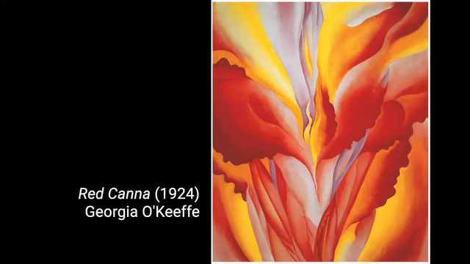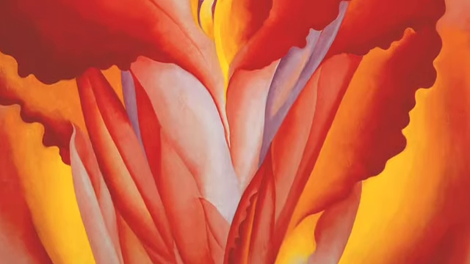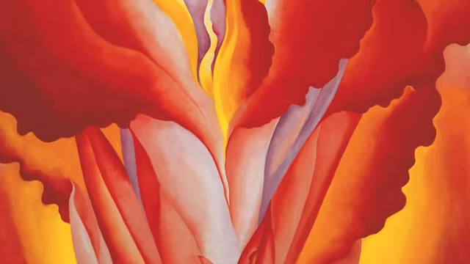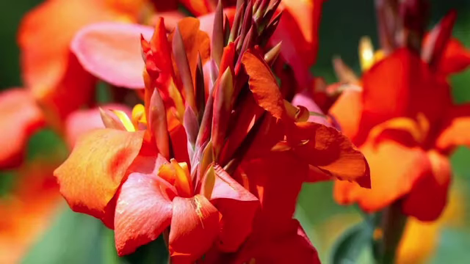What do you see in this painting? Maybe you see waves of warm colors bursting upward, or perhaps it looks like hot flames in a fire. If you look closer, this painting reveals the tender stems, lush petals, and velvety texture of a canna lily. Here's a photo of a canna lily.